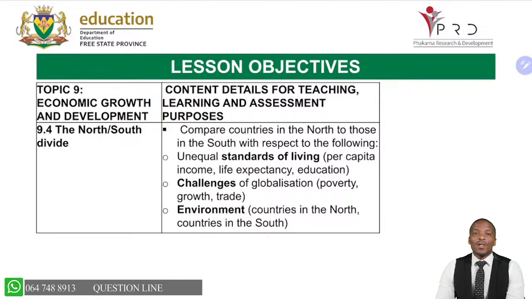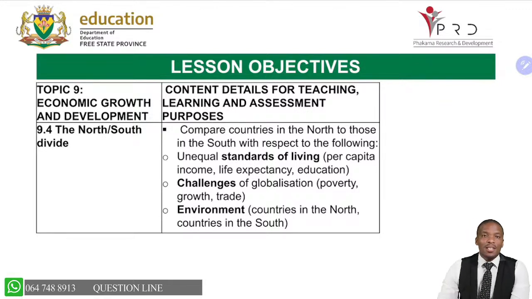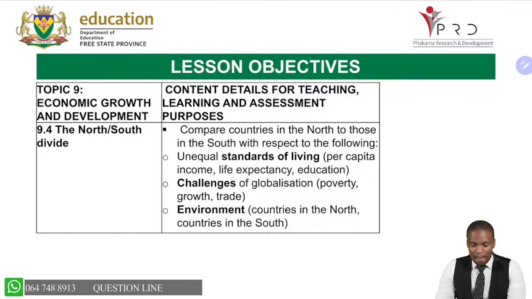Then lastly, we'll also be looking at the North-South divide. But here, in grade 12, you'll be looking at the standard of living that is measured in terms of income per capita, life expectancy, as well as the education level. Challenges of globalization in terms of poverty, growth, as well as trade. And also we'll be looking at the impact on the environment that is contributed by both the developing countries as well as the developed countries.